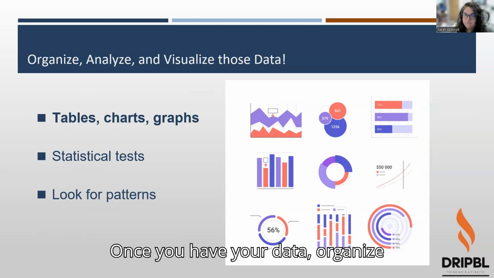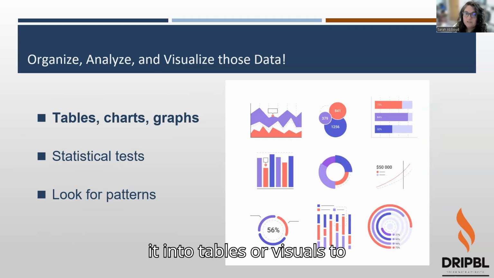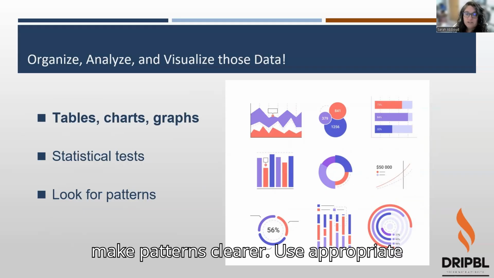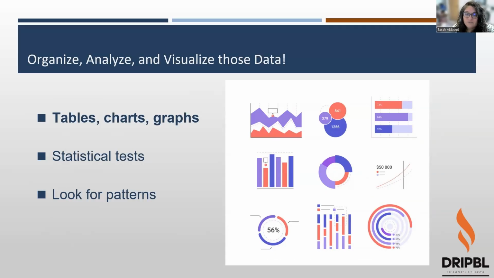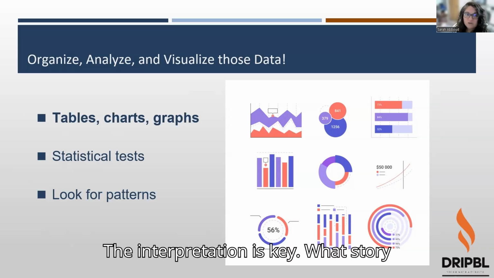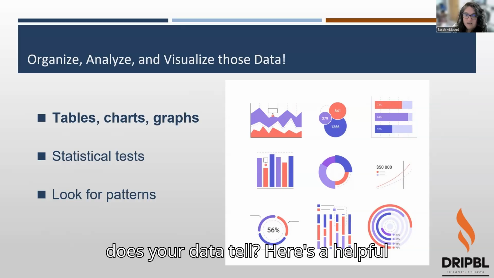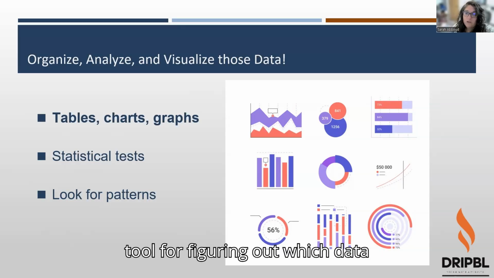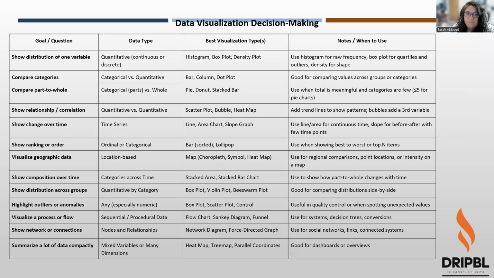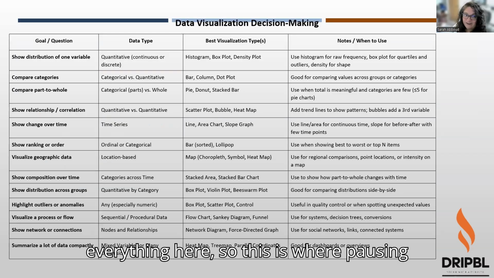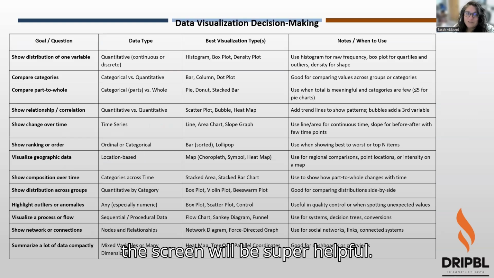Once you have your data, organize it into tables or visuals to make patterns clearer. Use appropriate statistical tests to determine significance, like t-tests or ANOVA or chi-squares. The interpretation is key. What story does your data tell? Here's a helpful tool for figuring out which data visualization works best for your data. I'm not going to go through and read everything here, so this is where pausing the screen will be super helpful.